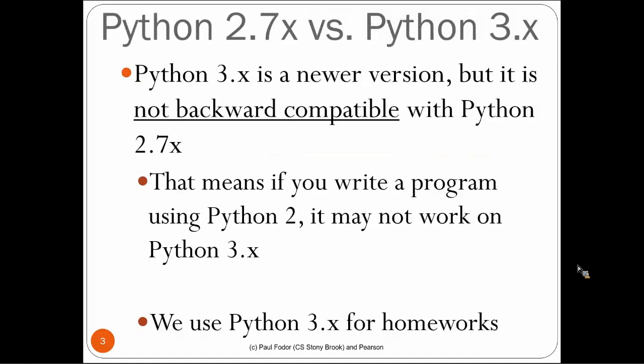So Python 3.x is the newer version, but it's not backward compatible with Python 2.7. Therefore, it means that if you write a program in Python 2, it may not work in Python 3. Mostly, the issues are about the print statement. Python 3.x is more restrictive about putting parentheses around the arguments that you want to print in a print statement.